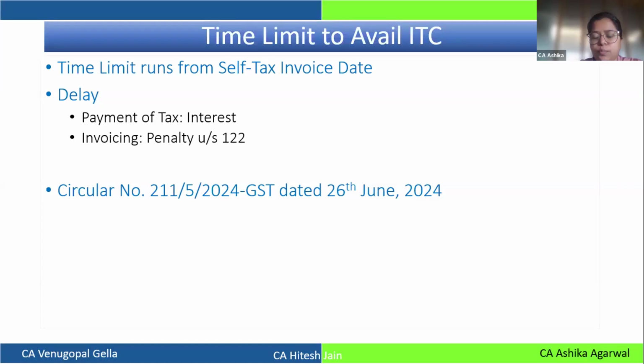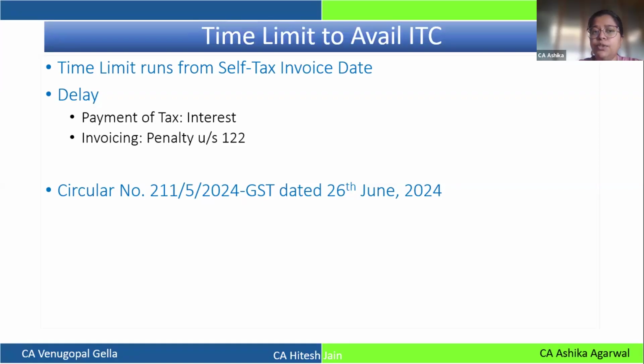Now, another point to keep in mind is the time limit to avail the ITC under RCM. For all other ITC, there is full clarity that it is based on 2B. The time limit to avail the ITC is 30th November or the annual return date, whichever is earlier. Okay, by 16.5 and 16.6, obviously they have extended the time limit for the past 4 years.